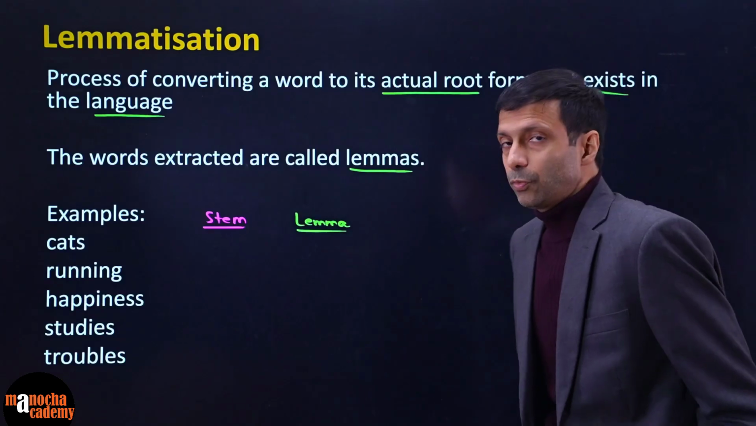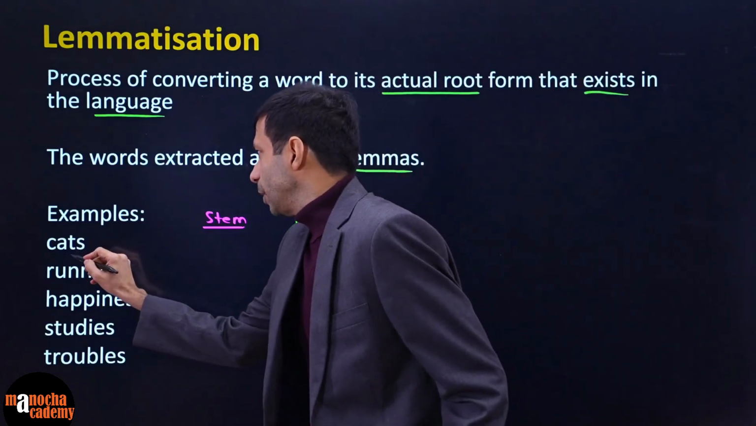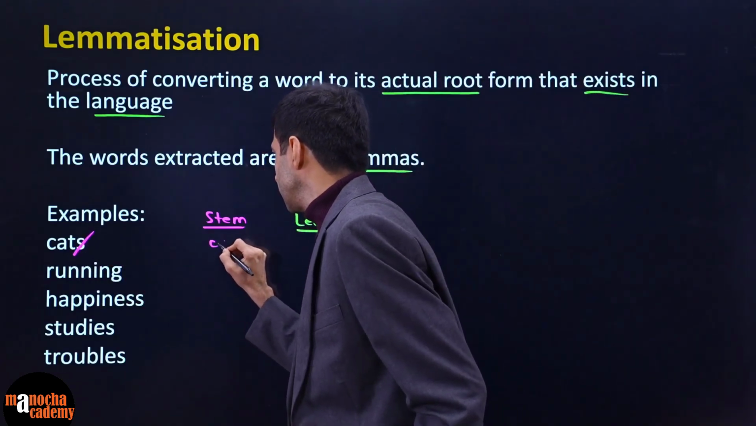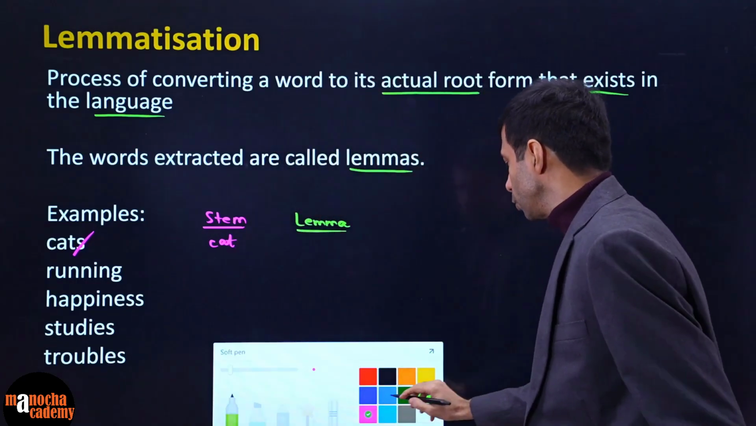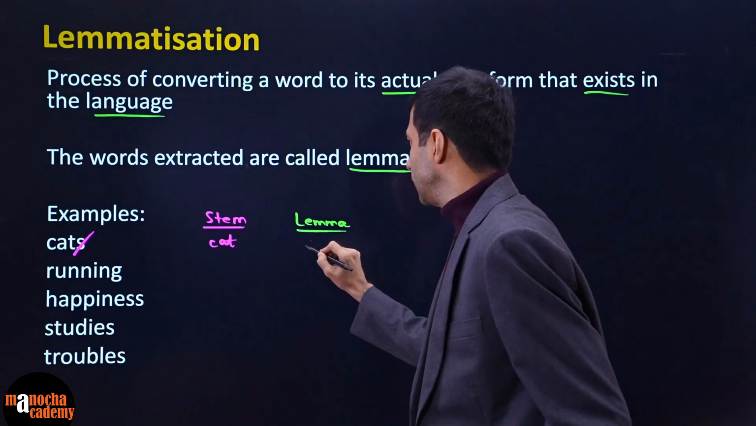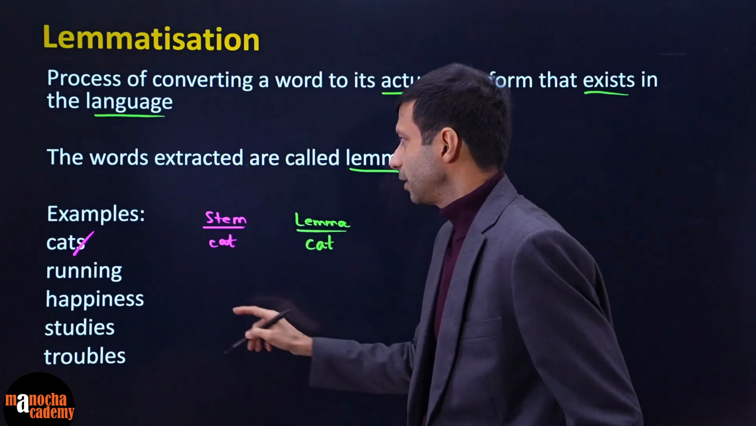So for cats, what was the stem? Remove the S, remember? Remove the S, it is cat. What is the lemma? Cat is already meaningful, so no problem there. The lemma is cat. The root is cat.